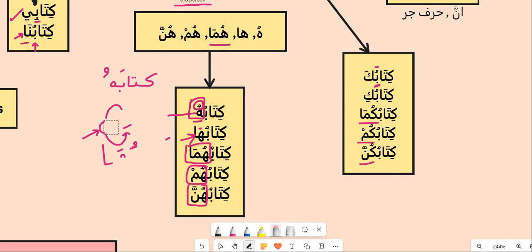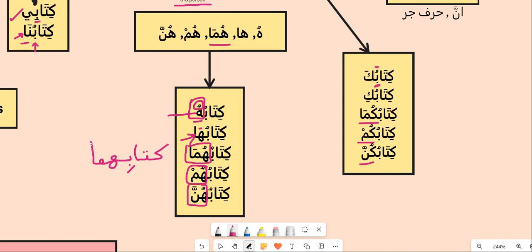Now when it comes to huma, in this case what happens: the moment a kasra has come, for example kitabuhuma, it remains with the dhamma, and when it comes with the fatha it remains with dhamma, the ha remains with dhamma. That means kitabuha, kitabuhuma, kitabahuma. Now when it comes with kasra, kitabi, so what happens with huma? It changes with kasra, kitabihima.